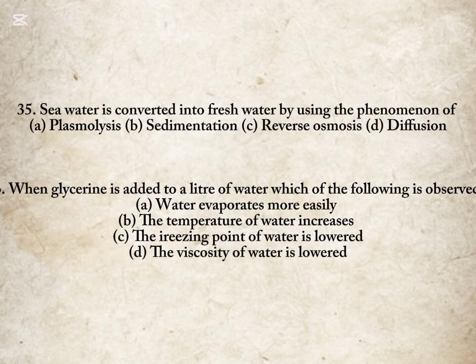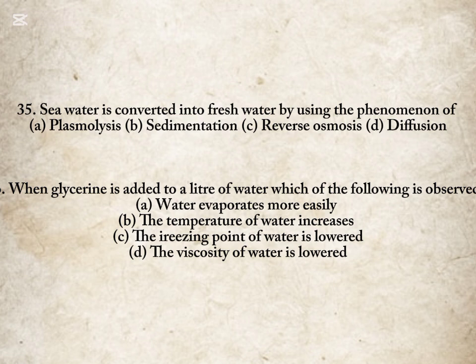35. Seawater is converted into fresh water by using the phenomenon of A. Plasmolysis. B. Sedimentation. C. Reverse osmosis. D. Diffusion. The correct option is C. Reverse osmosis.